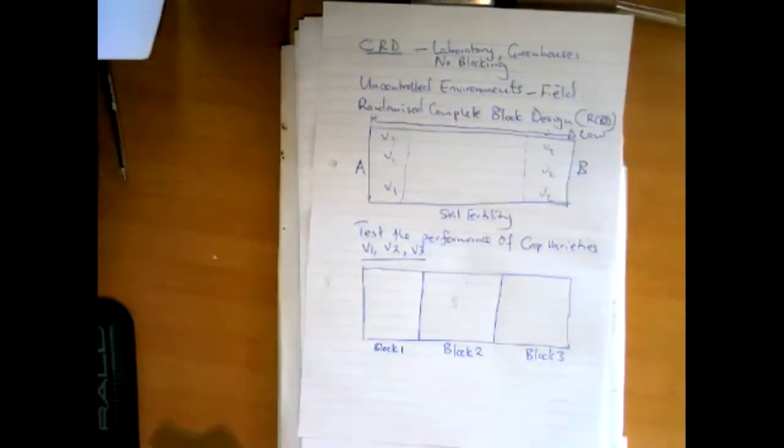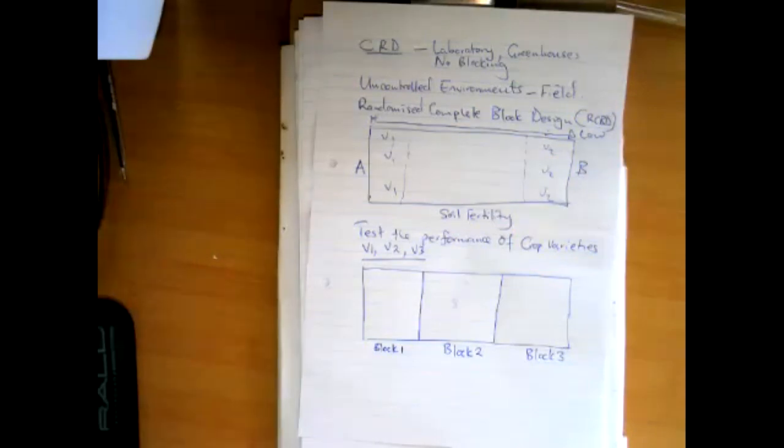Now, what is a block? A block is the smaller part of the big experimental area, which is assumed to be uniform. So in this case, what is block 1? Block 1 is the smaller portion of the big piece of land, which is uniform with regards to soil fertility.